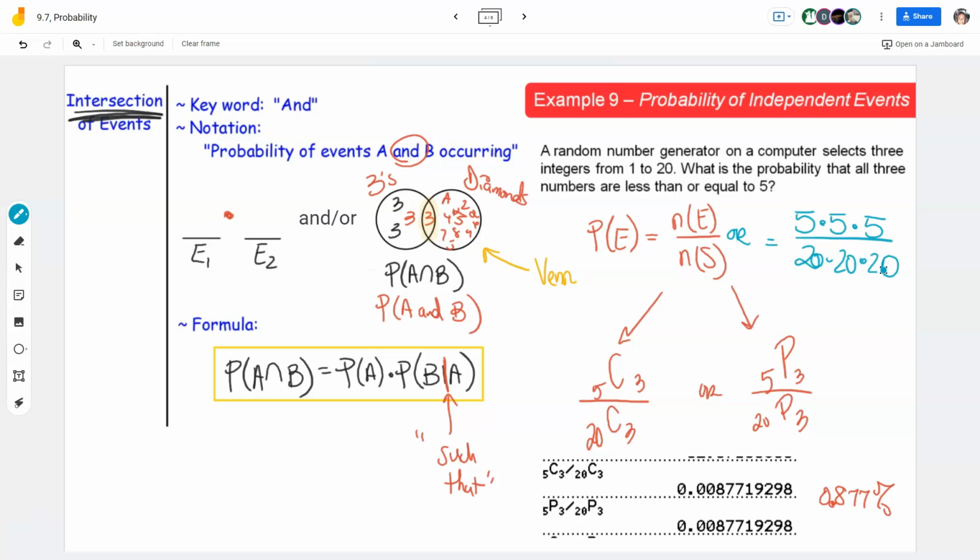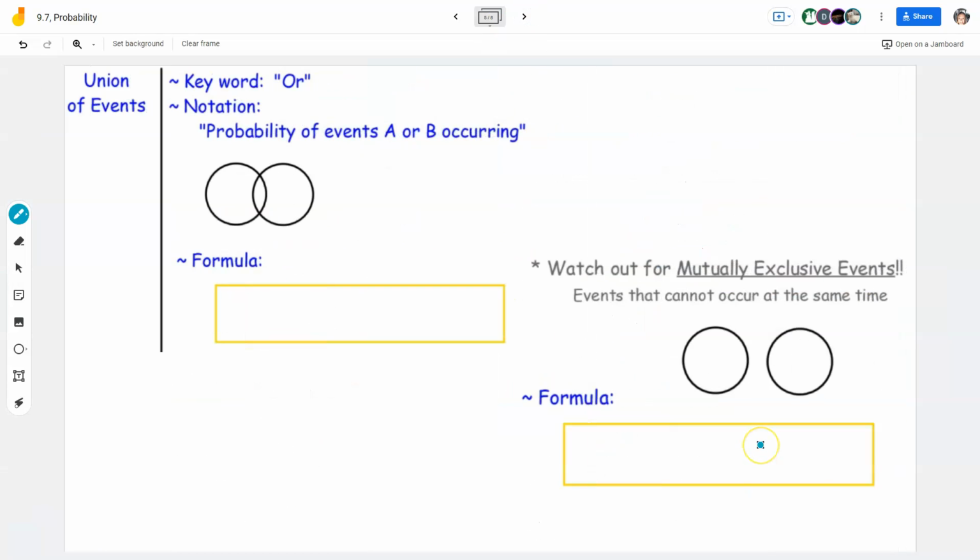And you're right, it would be a permutation, things like that, but this is also another way of thinking about 5 over 20 times 5 over 20 times 5 over 20. And that would kind of be this idea of and. Or. You guys already wrote this down, so let's talk about or.